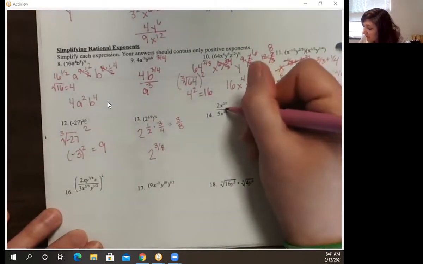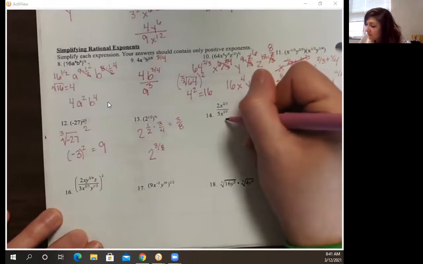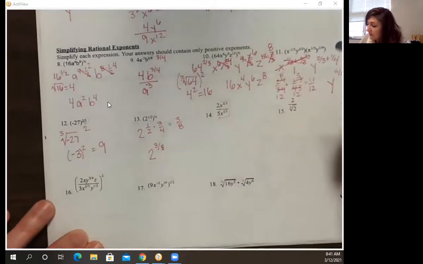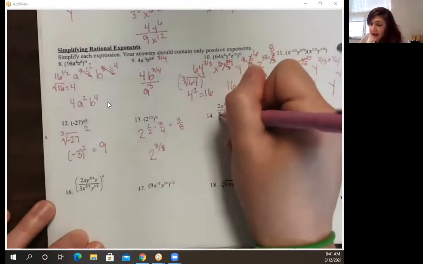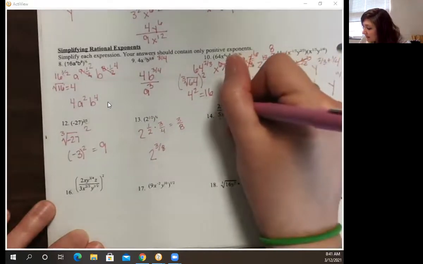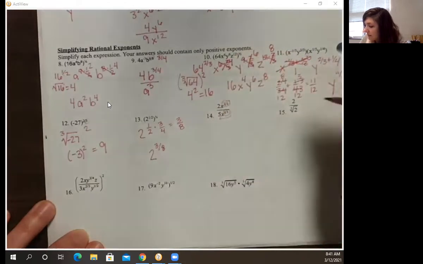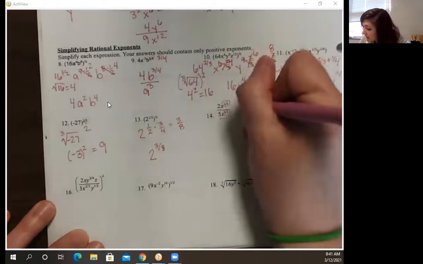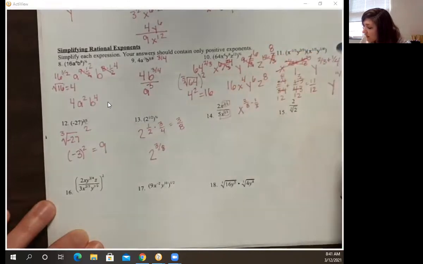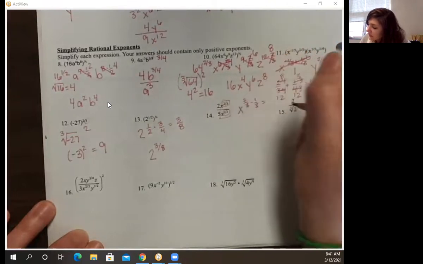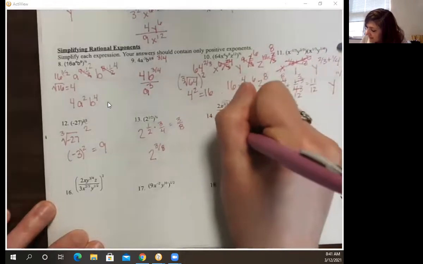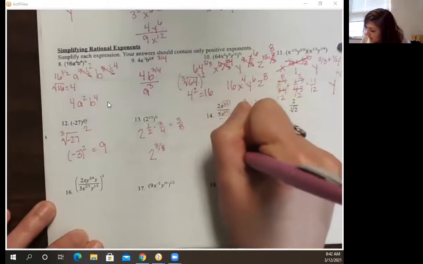For number 14, 2x to the 2/3 over 5x to the 1/3. I have some like terms here, so I want to simplify. I want to combine those x's. 2 and 5 don't have any common factors, so I can't reduce those, but I can reduce my x's. So I'm going to do big exponent minus little exponent. Again, when we're dividing, we subtract those exponents. So this would be x to the 2/3 minus 1/3. The good news is I already have common denominators, so I can just go ahead and subtract. That would be 1/3. So this would be 2x to the 1/3 over 5.